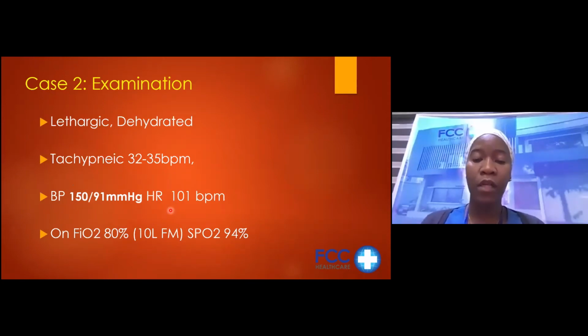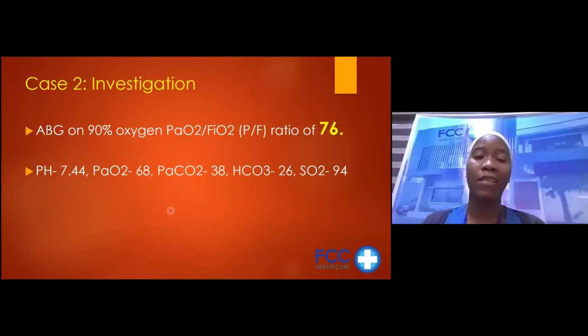He was poorly saturating in room air, almost in the 70s, so we had to immediately commence him on supplemental oxygen via the non-rebreather mask at 10 liters per minute. Eventually able to achieve a saturation of 94%. So we did an arterial blood gas at the time on an FiO2 of 90%, and we found his PaO2/FiO2 ratio to be 76. And as we all know, that meets the criteria for diagnosing acute respiratory distress syndrome.